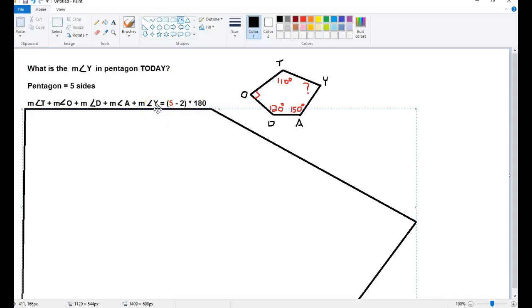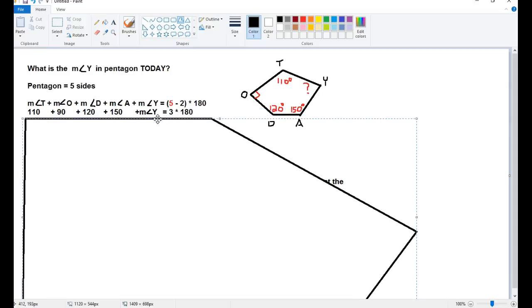And now we can fill in what we know and solve for what we want to know, which is angle Y. So we know angle T is 110, O is 90, 120, 150, and finally Y. Then we can solve this side. 5 minus 2 is equal to 3, and then we have to times by 180. So in the next step, we're going to be adding all these different angles up.